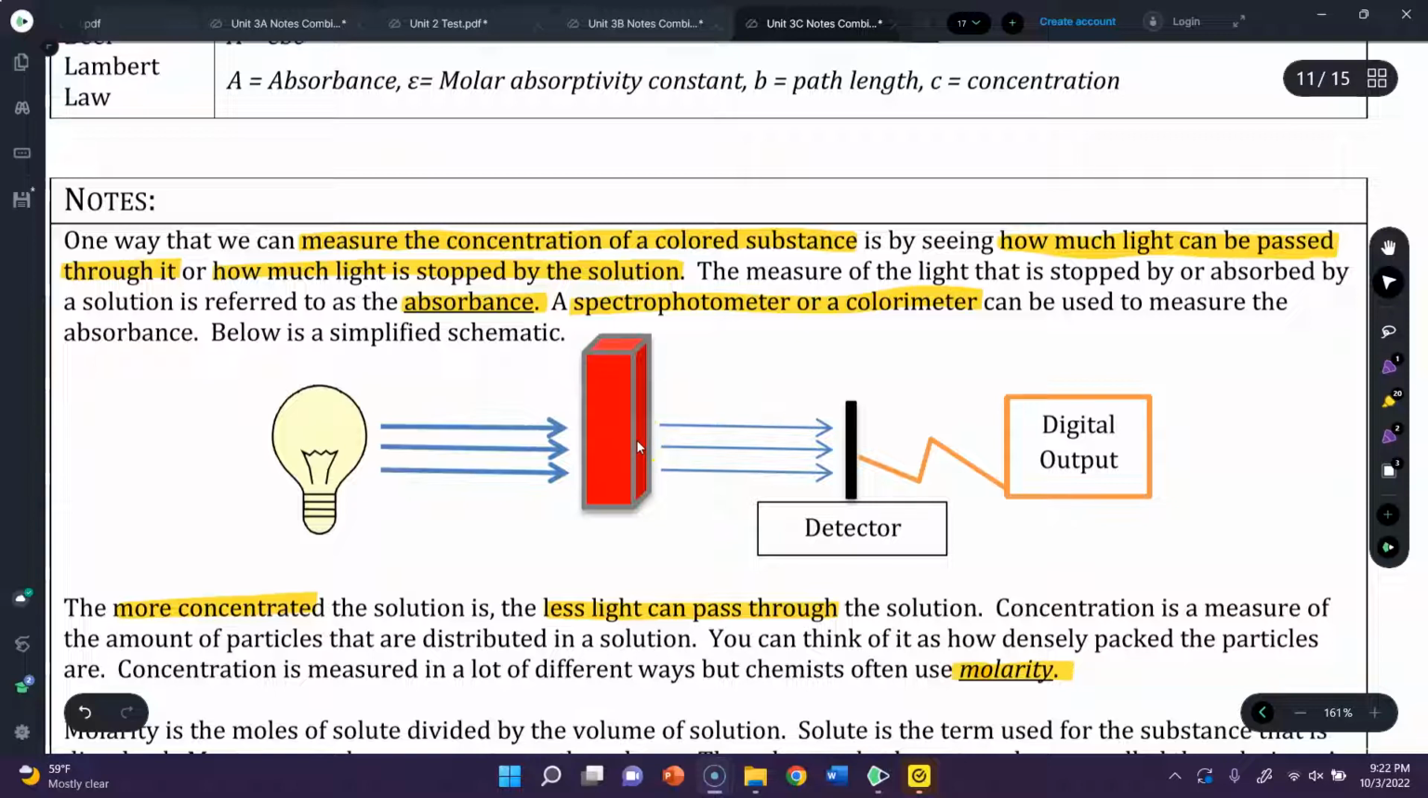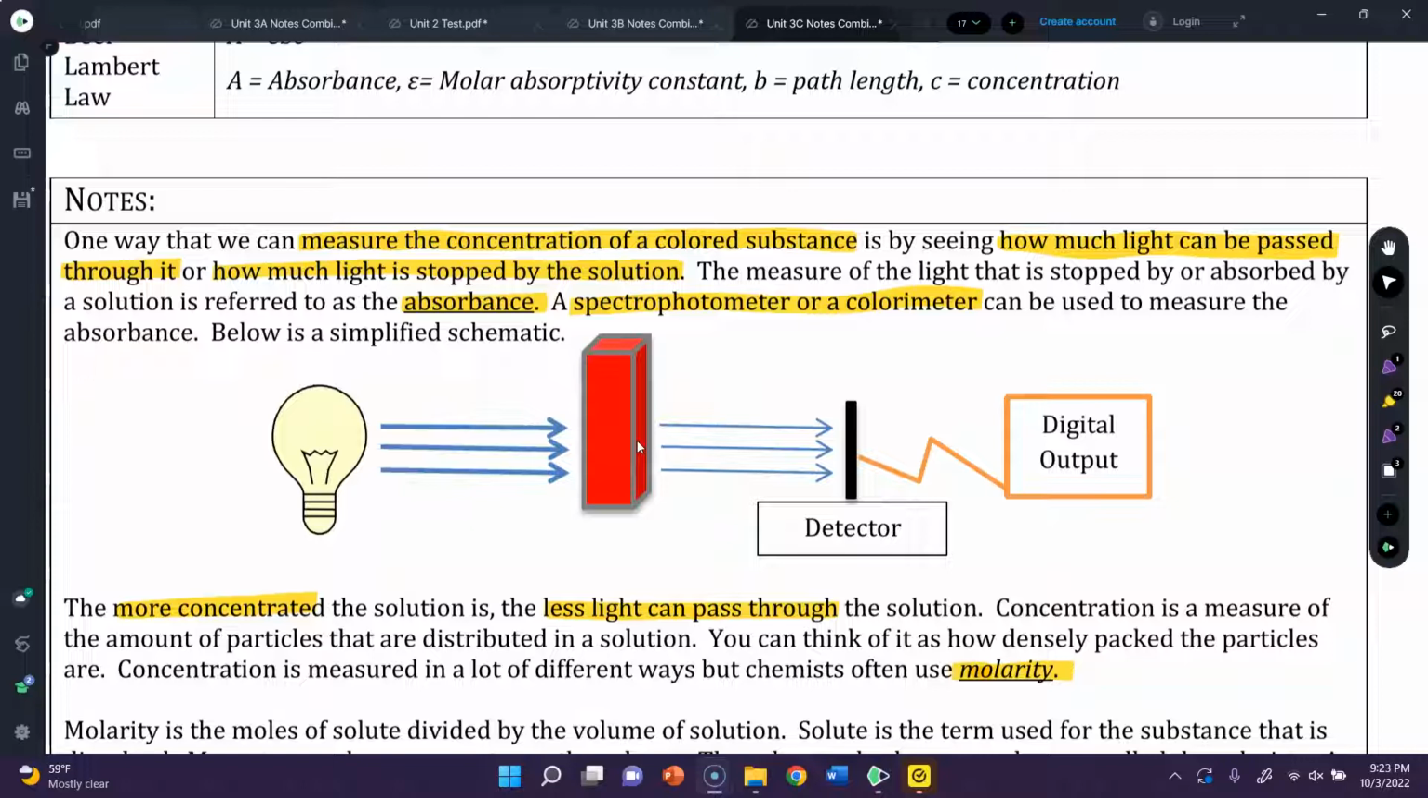One way that we can measure the concentration of a colored substance is by seeing how much light can pass through it, or how much light is stopped by a solution. The measure of light that is stopped by or absorbed by a solution is referred to as its absorbance, because it's being absorbed by that solution. A spectrophotometer or colorimeter, because it's looking at the spectra or the colors that are being absorbed, can be used to measure the absorbance.